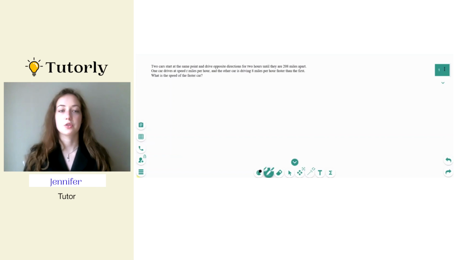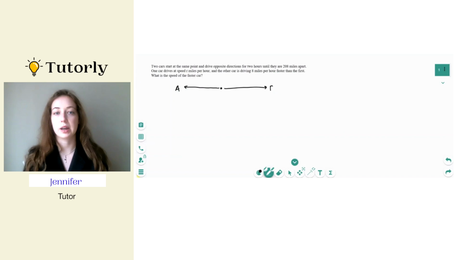So you have two cars driving in opposite directions for 2 hours until they're 208 miles apart. One is driving at R miles per hour and the other is driving 8 miles per hour faster. Let's represent this with a picture. Let's say one car is going left and the other is going right. And let's say car A is going left and car B is going right.